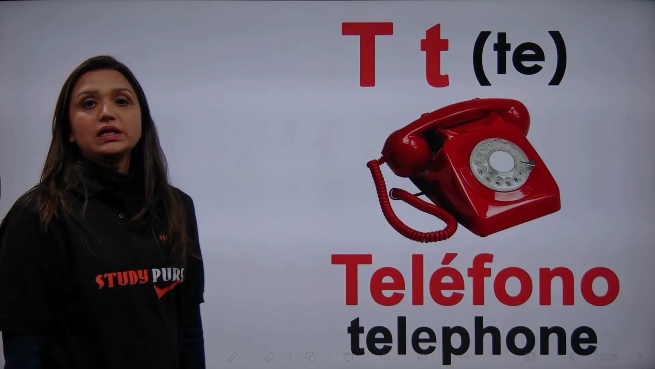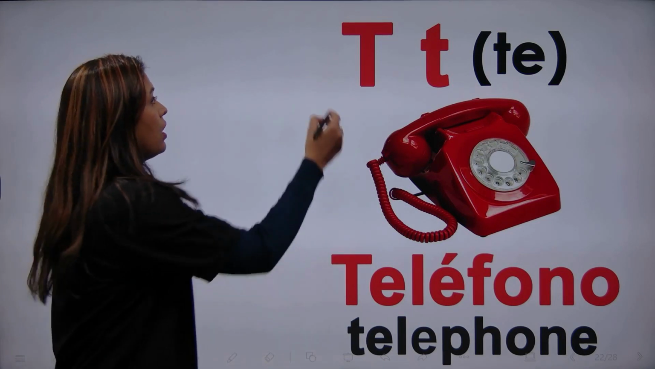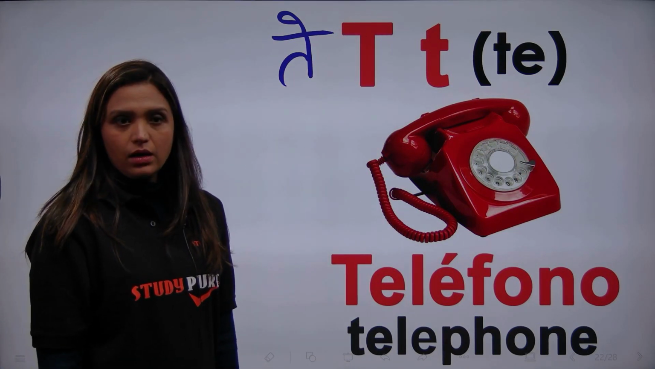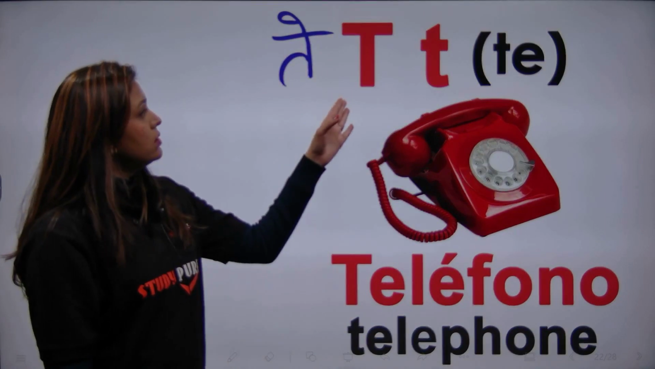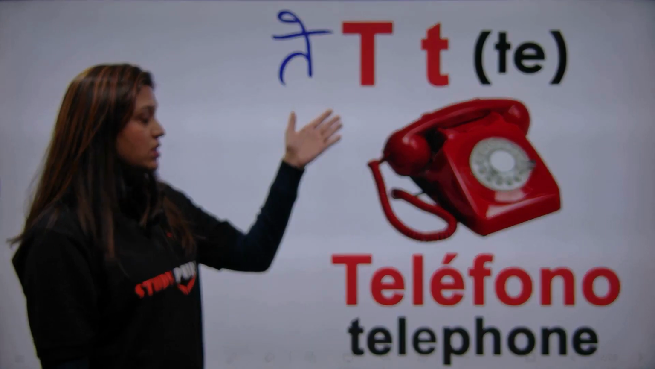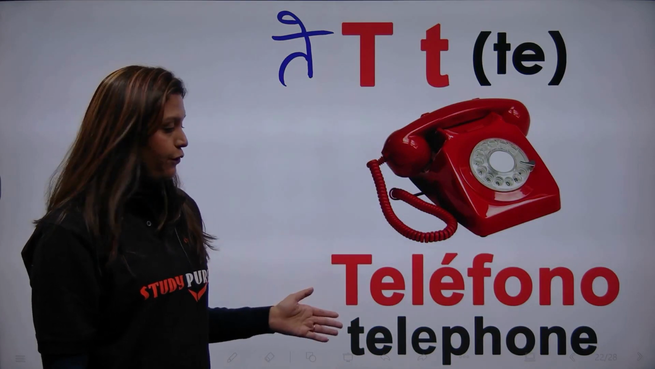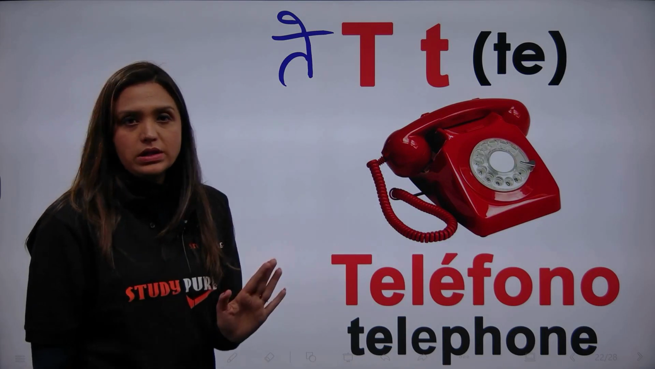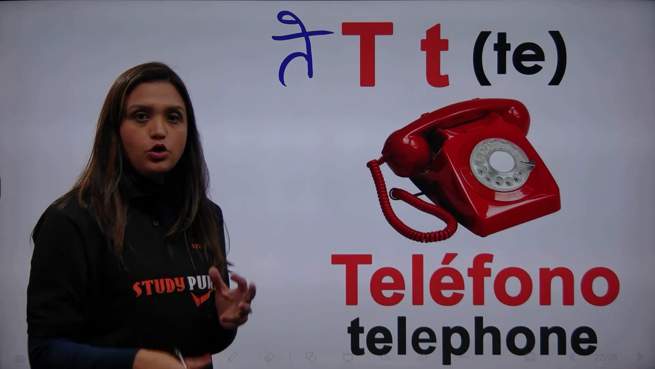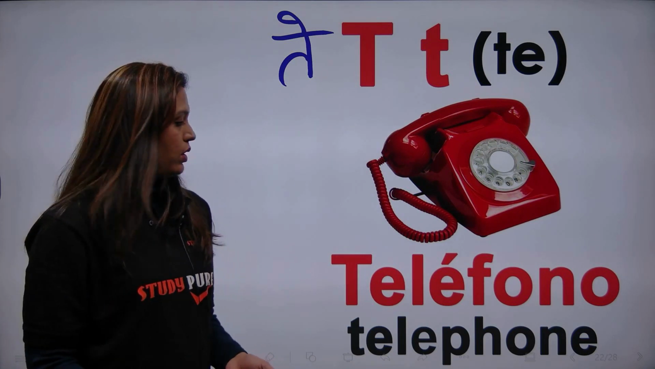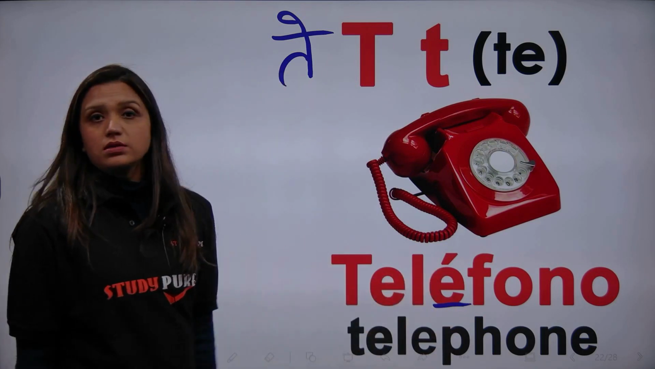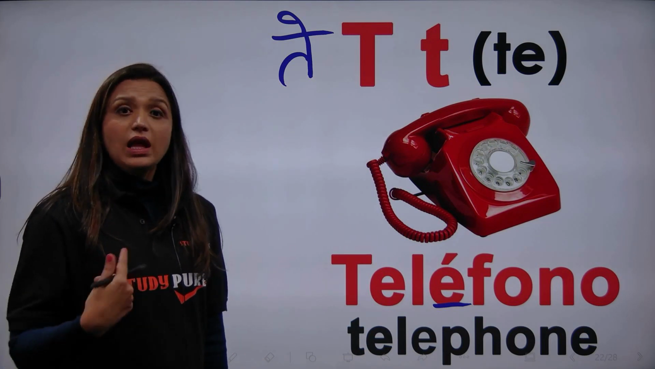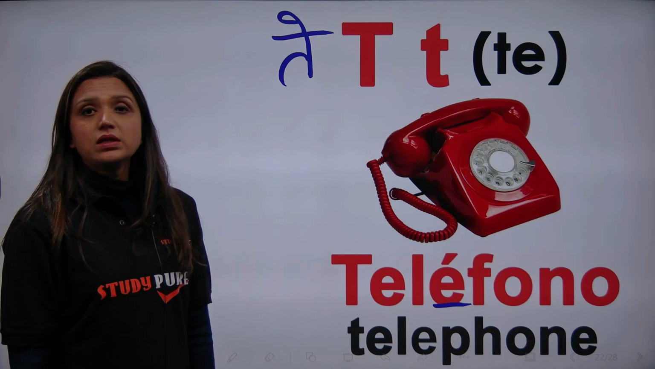Now friends, we have T. T is called Te. Te. T for telephone. T, teléfono. Teléfono. You will notice I'm not saying it with the hard English t, because there's no English t sound in Spanish. So the t becomes softer. Teléfono. And the E has an accent. An accent means you have to stress on it. So it becomes teléfono. Right? So that's the alphabet T for you.